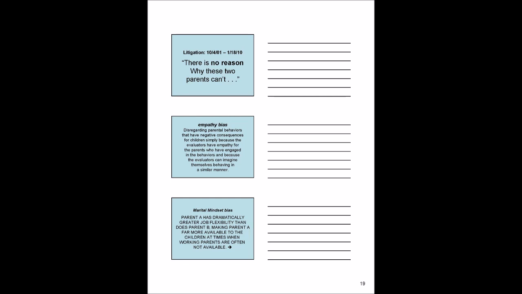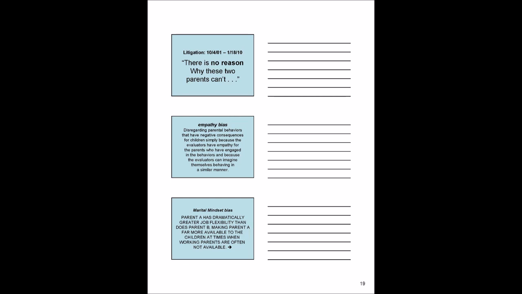Empathy bias: disregarding parental behaviors that have negative consequences for children simply because the evaluators have empathy for the parents who have engaged in the behaviors, or in some cases the evaluators can imagine themselves making the same mistakes. Marital mindset.